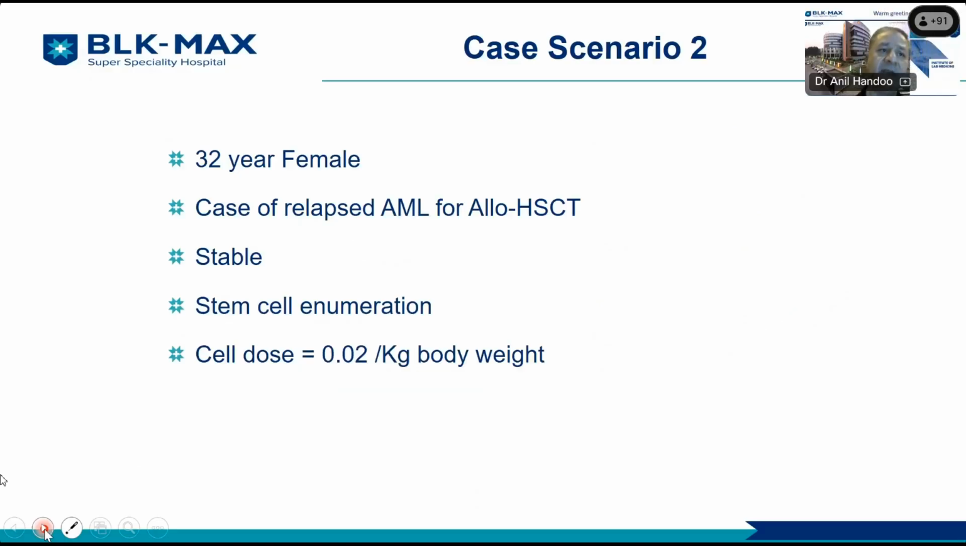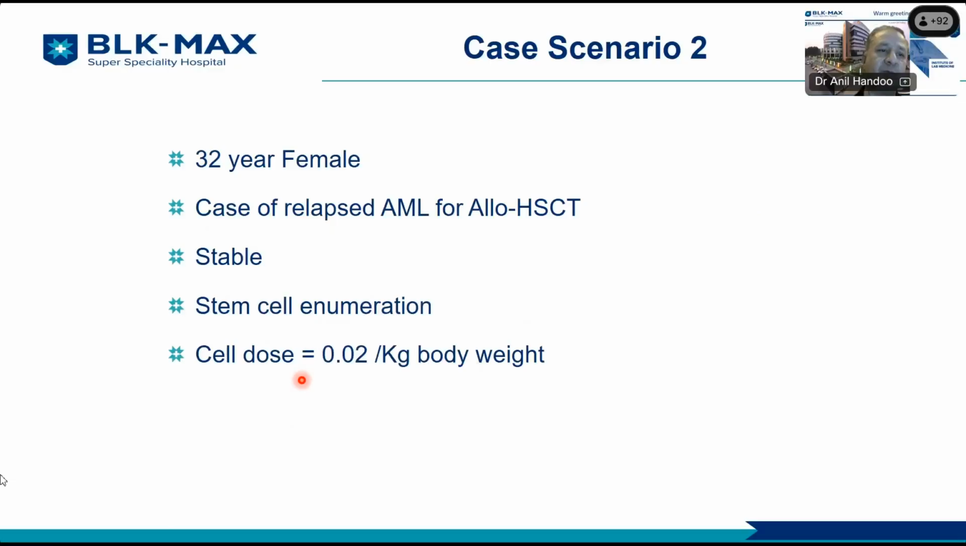This is another case that happened in one of our cases. It was a 32-year-old female who was a case of relapsed acute myeloid leukemia for allogenic stem cell transplantation. She was stable, and a stem cell enumeration had been sent across, which was to be done on a flow cytometer using a classical ISHAGE protocol. The cell dose, which we calculated based on the values that we got, was just 0.02.